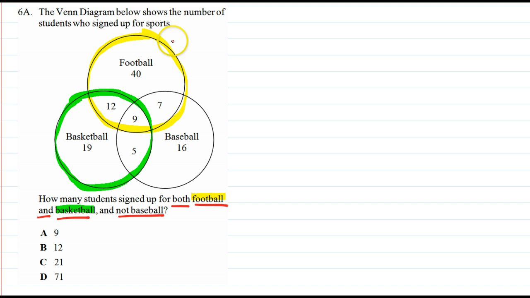The key here is it says not baseball. So this is the baseball one, so we don't want to include those. So we don't want to include that 9. We're only going to look at this 12 because these 12 students signed up for football and basketball, whereas these 9 signed up for all 3. So here the correct answer is B. So this is a great example of, you want to read the question, you want to read it again, you want to underline, you want to use your test taking strategies to make sure you understand what the question is asking.